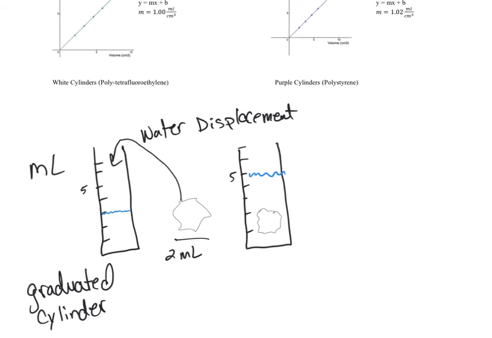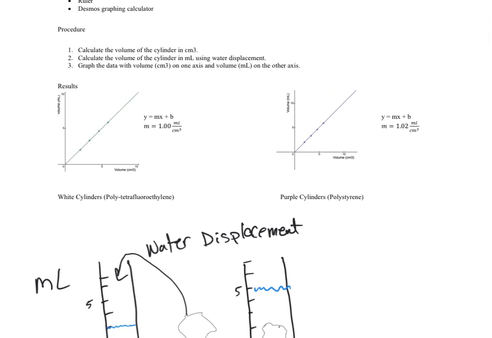The two different types of cylinders that I had were some white cylinders that were PTFE, polytetrafluoroethylene, and some purple cylinders which were polystyrene. And again, you can see on both graphs, I graphed the volume in milliliters versus the volume in centimeters cubed.